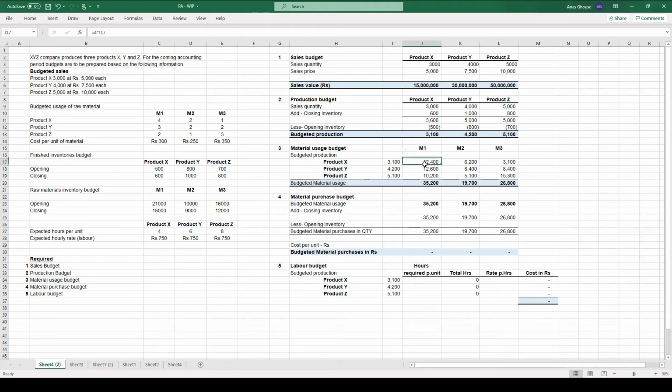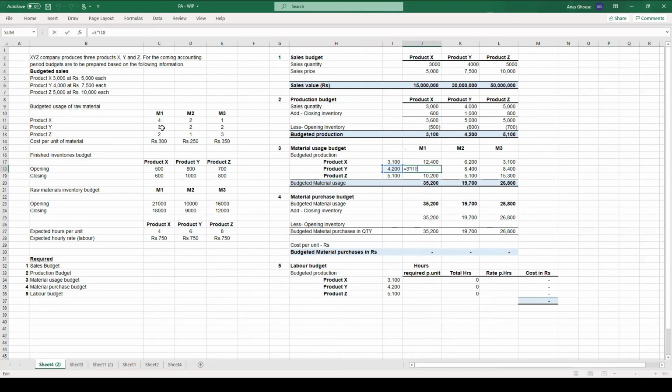If you take M1, product X requires 4 units. So therefore, 4 times 3,100 will be 12,400. Then product X requires 2 units from M2. So 3,100 times 2 will be 6,200. Then M3 material requires only 1 unit. So 3,100 times 1 will be 3,100. So likewise, product Y and product Z also you can calculate.